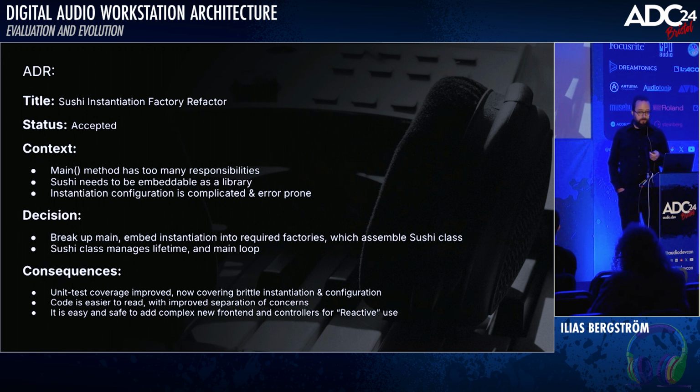Unit test coverage improved a lot because that main method was by definition not unit testable. So now we could cover the brittle instantiation and configuration parts as well. Those weren't necessarily sources of many bugs over the time, because the bugs that I actually found doing this work were off of the golden path and very weird edge cases. But still, actually doing this refactoring, I did find some bugs. And with unit tests, these bugs are not likely to reappear. And of course, also the code is much easier to read with improved separation of concerns. And it became easy to achieve the goal that triggered this process of adding complex new front ends and controllers for reactive use, which were lacking.